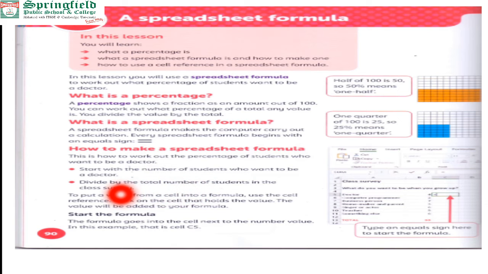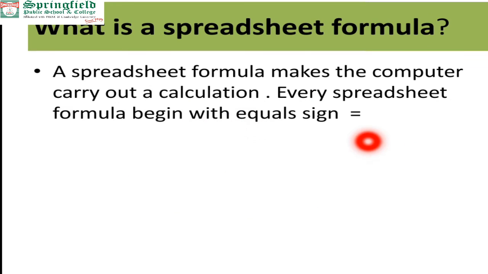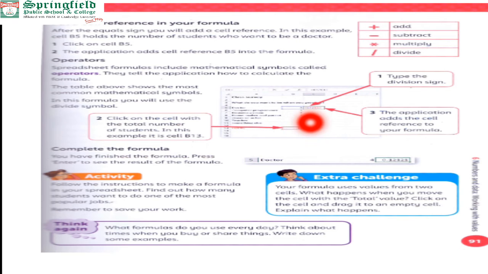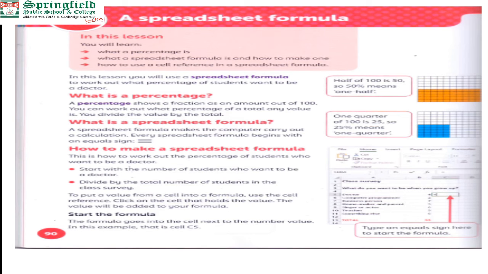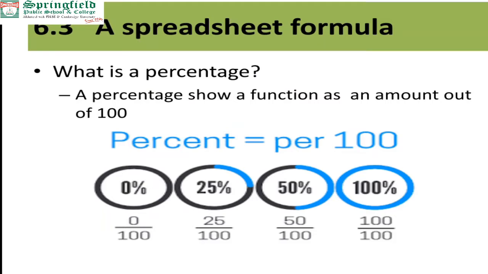How to make a spreadsheet formula? Start with the number of students who want to be a doctor, divide by the total number of students in the class survey. First you have to conduct the survey about who wants to become a doctor, who wants to become an engineer. Then you have to make a percentage. Let's say we have 5 students and 3 said they want to become a doctor. It means that 3 students out of 5 want to become a doctor.